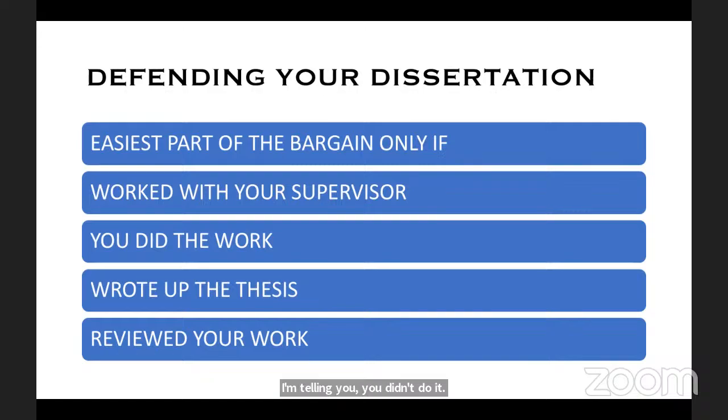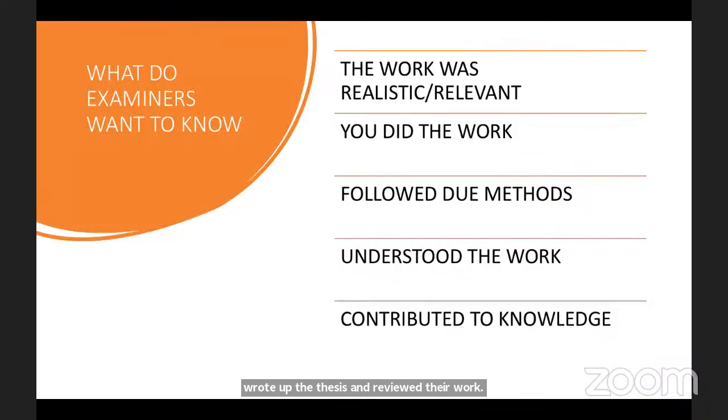So if you actually worked with a supervisor, and when I mean working with a supervisor, I mean working with that strict and probably wicked supervisor that will not allow you time, that will make sure before you move to the next step that he has approved. That wicked supervisor, if you have worked with him, you will never fail your defense. But if you work with that very beautiful, nice, easygoing, understanding supervisor, you may have a problem. You might have a problem. So if you did the work and you wrote up the thesis and reviewed your work, this is the easiest part of the bargain. What do examiners want to know?